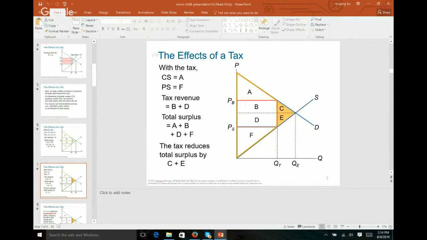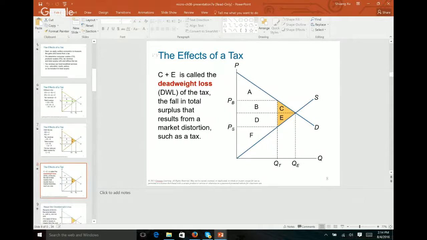And then deadweight loss, let me see the definition. Here we go. So deadweight loss is the fall in total surplus that results from market distortion. So you can also think of deadweight loss as the inefficiency in the marketplace when you have a tax system. Okay, so tax is bad.